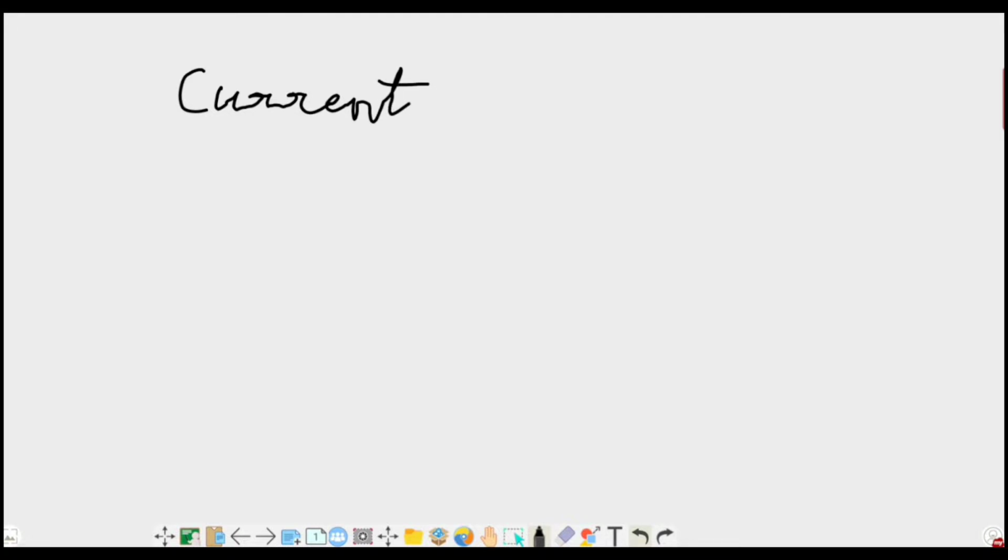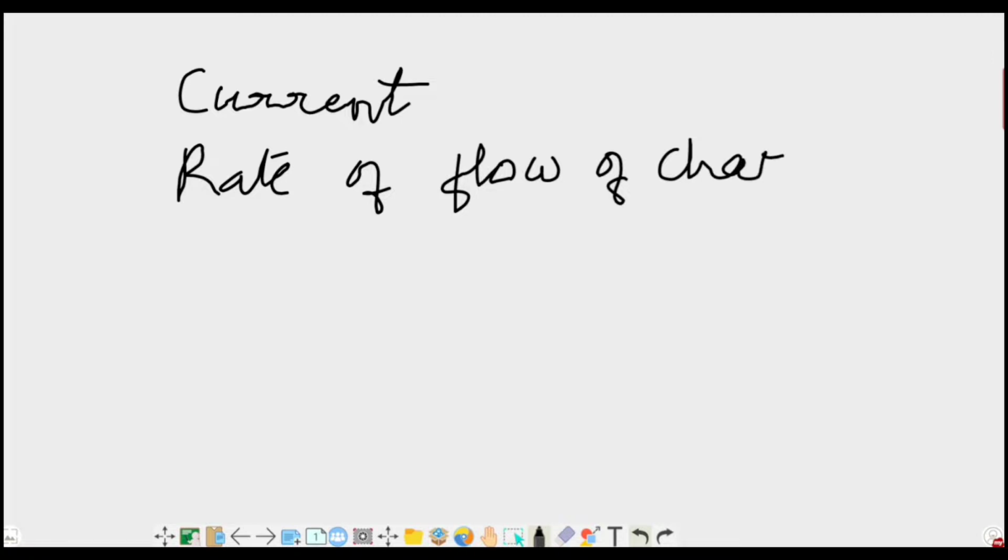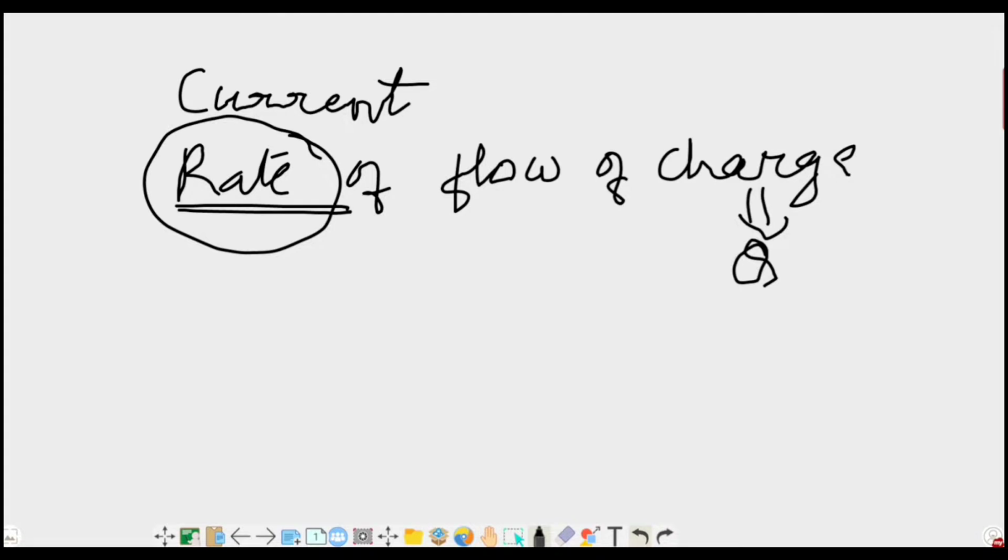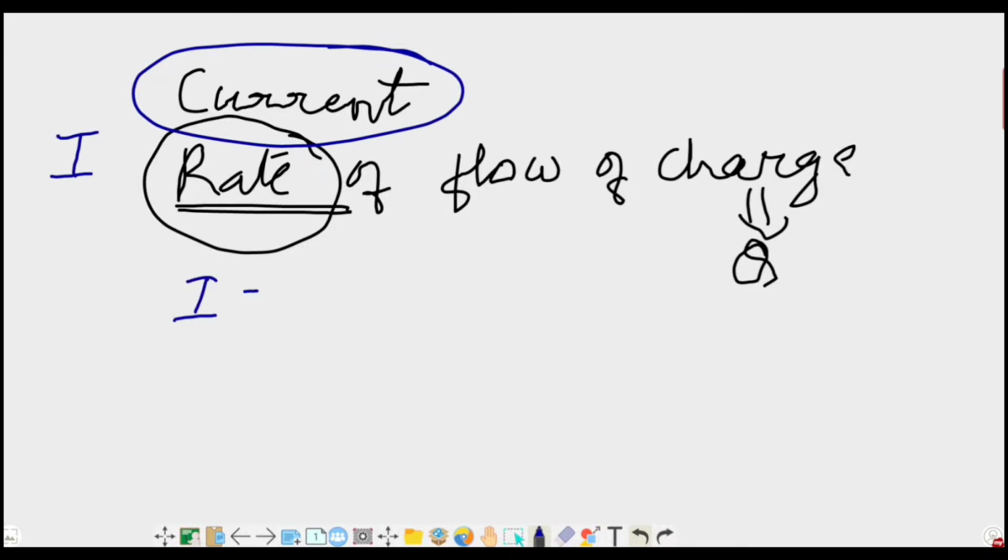You know what is current? It is the rate of flow of charge. Charge is indicated by Q. Rate means, in physics, when any physical quantity is divided by time, that indicates the rate. So what is current? Current is indicated by I. Rate of flow of charge. Charge is indicated by Q. When I divide it by time, it indicates the rate of flow of charge.